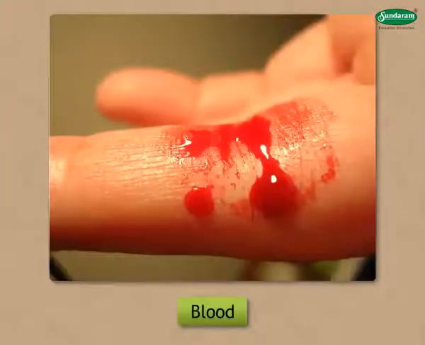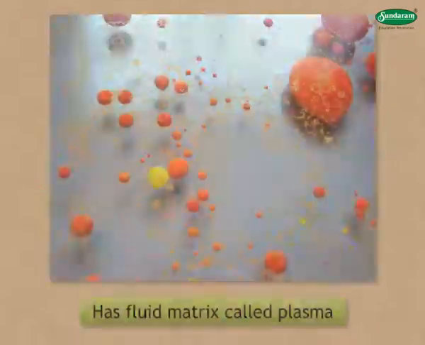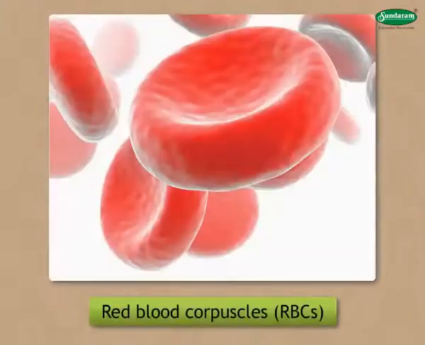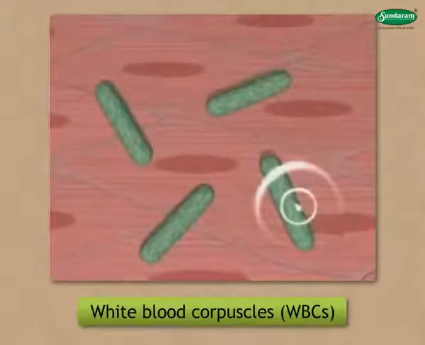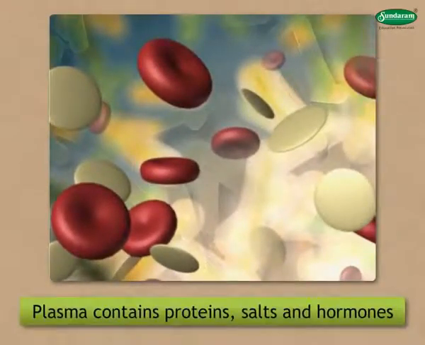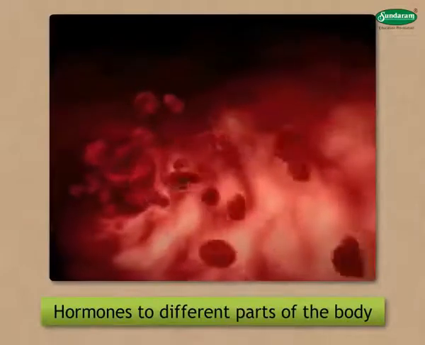2. Blood. Blood is a fluid connective tissue. It has a fluid matrix called plasma in which red blood corpuscles, that is RBCs, white blood corpuscles, that is WBCs, and blood platelets are suspended. The plasma contains proteins, salts, and hormones. Blood transports gases, digested food, and hormones to different parts of the body.